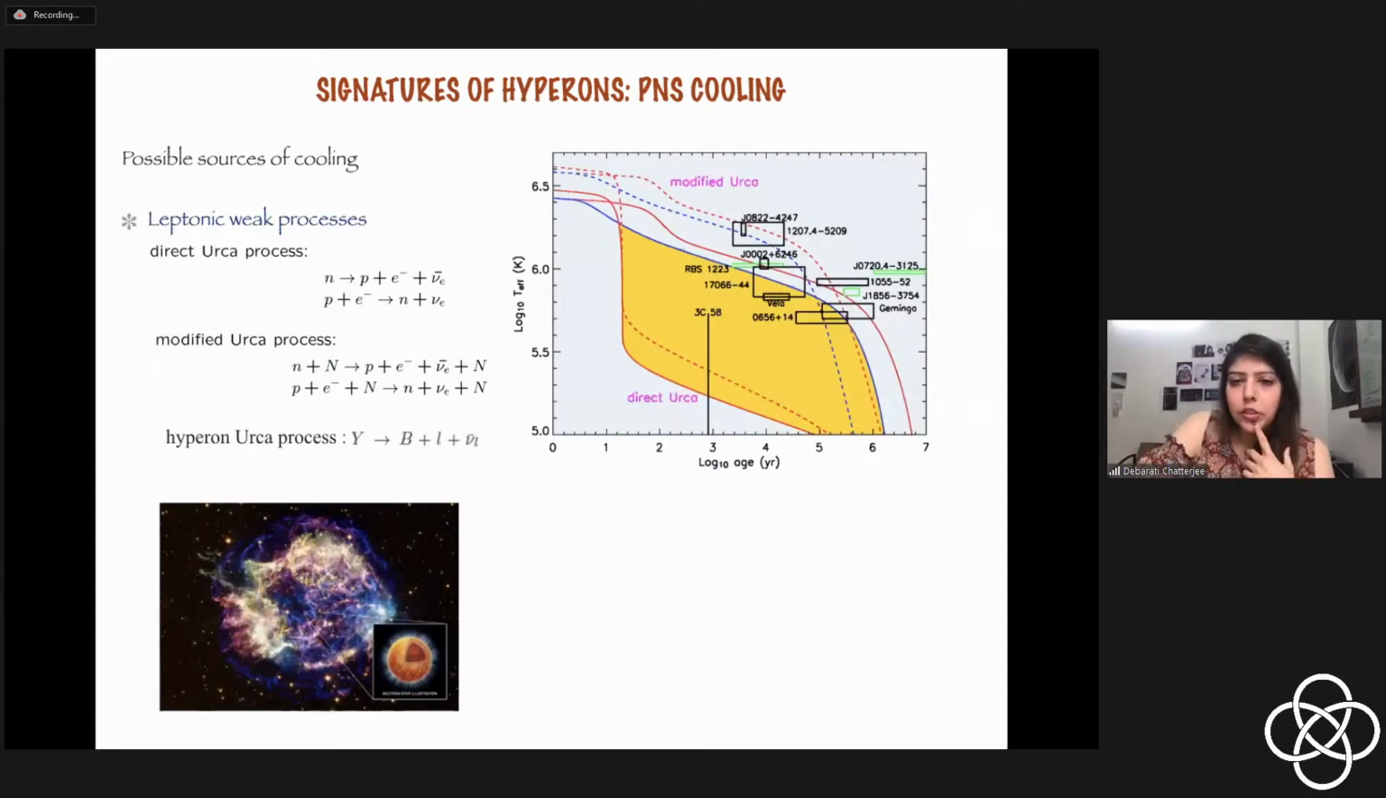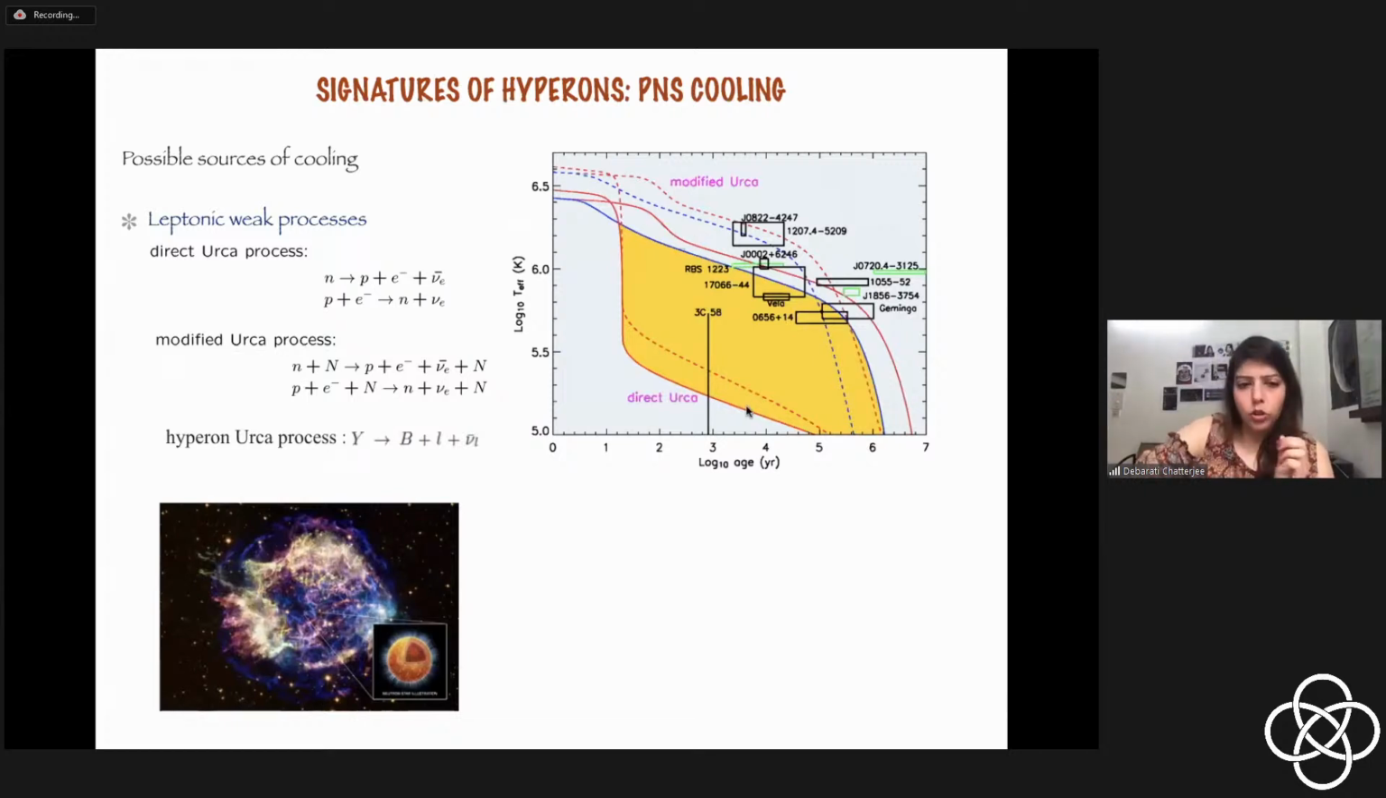Other effects of hyperons, so we already talked about cooling yesterday. You know that from the flux you can determine temperature, and then from the age you can determine how long it has been cooling. So these boxes are the different neutron star temperature measurements, and these are the cooling curves. If there were only neutrons and protons, then they would participate in a certain kind of reactions which take away electrons from the system and cool the star. But if you have hyperons, they will introduce some new kind of processes, and this would also result in a rapid cooling of the star.